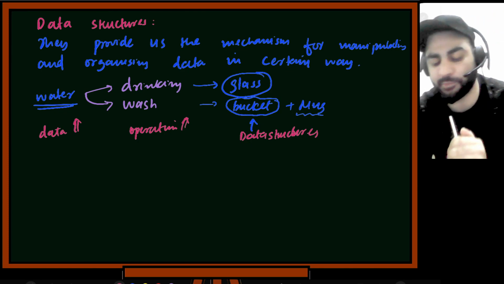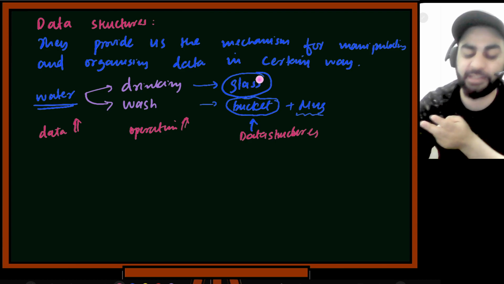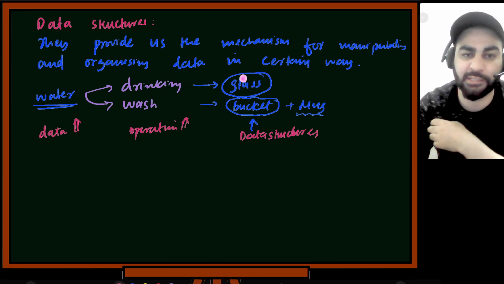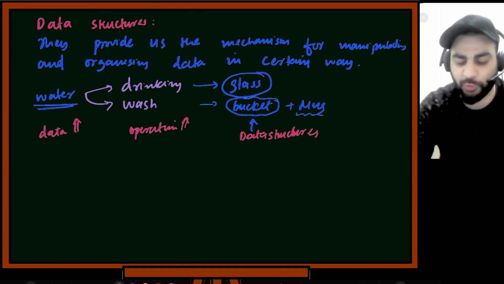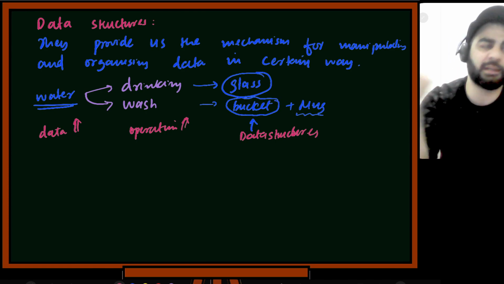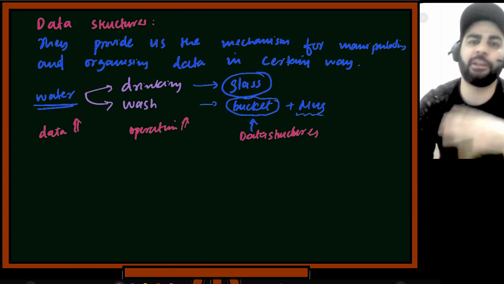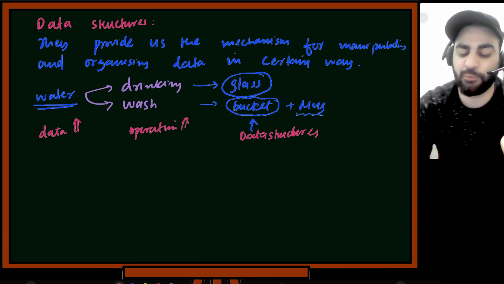We had to perform some operation, maybe drinking, maybe washing, cleaning, or things like that. So I gave an example. If you have to drink water, you'll drink it in a glass. So you'll store the water in a glass, and then you'll perform the operation. And if you have to take a bath, then what you'll do? You will store the water in a bucket, and then you'll use a mug to take water out of the bucket. So here you see that we have different ways to store this data, and then you perform the different operations even on that.